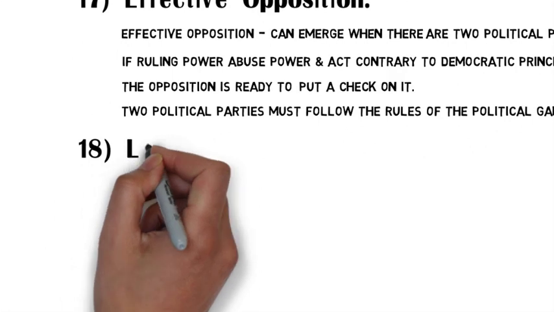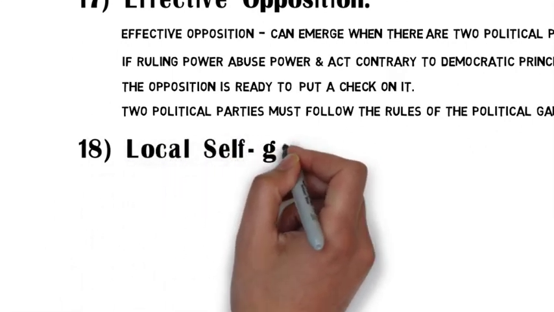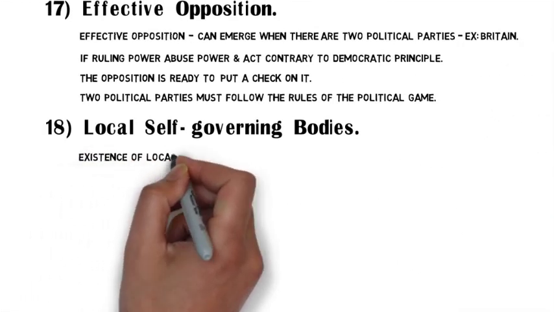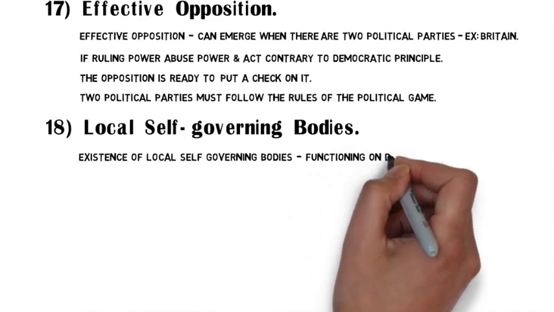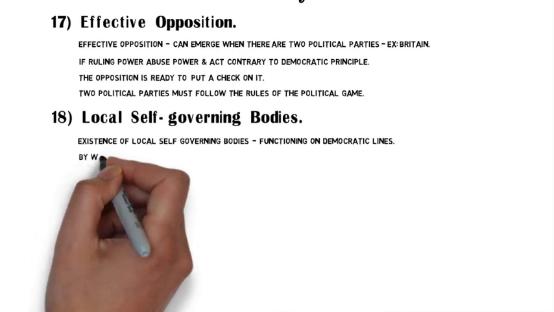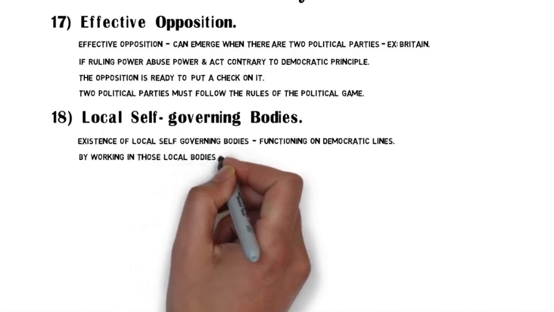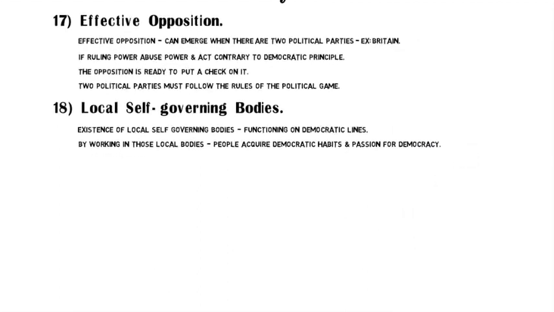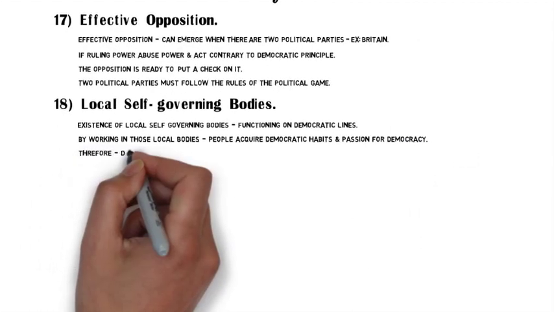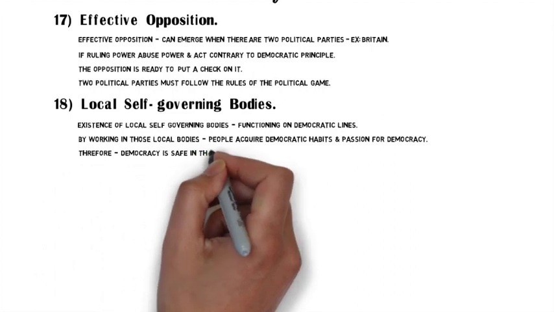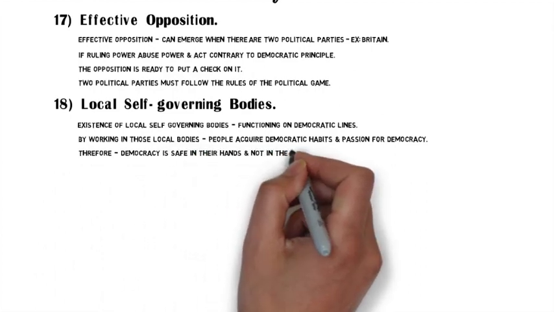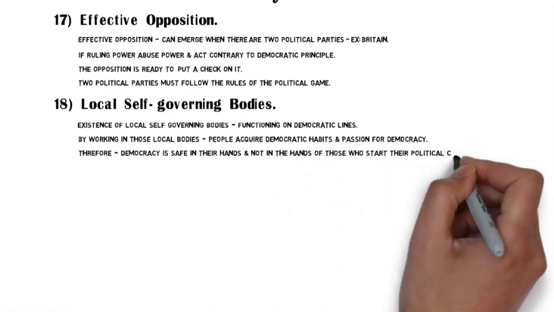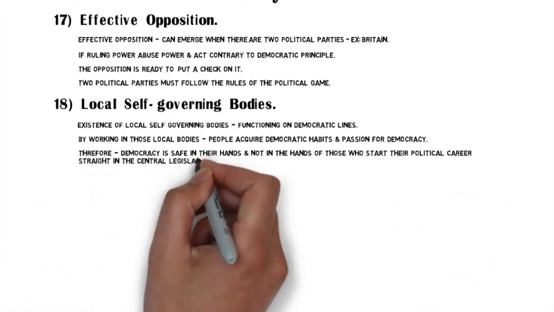Moving on, point number 18, local self-governing bodies. Another factor that helps the successful working of a democracy is the existence of local self-governing bodies functioning on democratic lines. By working in those local bodies, the people acquire democratic habits and a passion for democracy. And when they go to the center, they behave in a similar manner. Therefore, there is a belief that democracy is safe in their hands and not in the hands of those who start their political career straight in the central legislature.